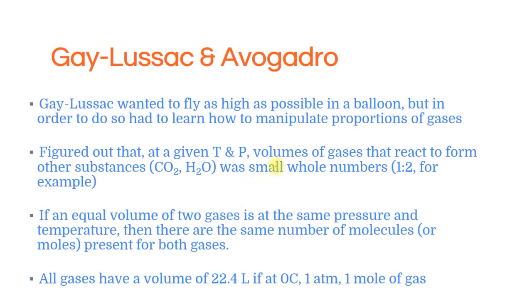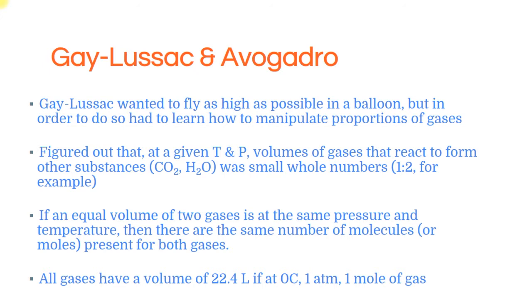Two other players in this game, Gay-Lussac and Avogadro. Basically, Gay-Lussac was a French guy who wanted to fly as high as he possibly could, and actually did manage to maintain the record until planes were invented.